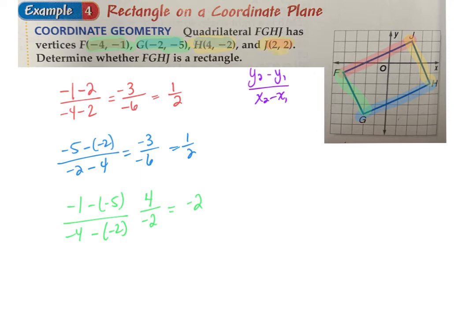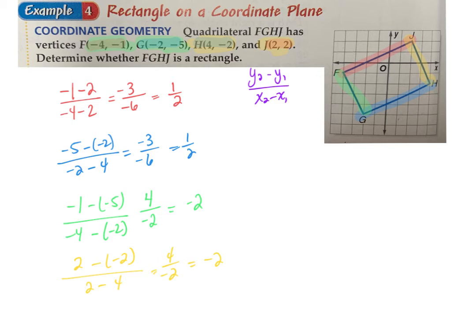J to H. Same thing, 2 minus a negative 2 over 2 minus 4. That's going to give me 4 over negative 2. So now I know the opposite sides are parallel and they are perpendicular to the other ones, right? So if you use distance formula, the first thing it does is it shows that it's a parallelogram, all right?